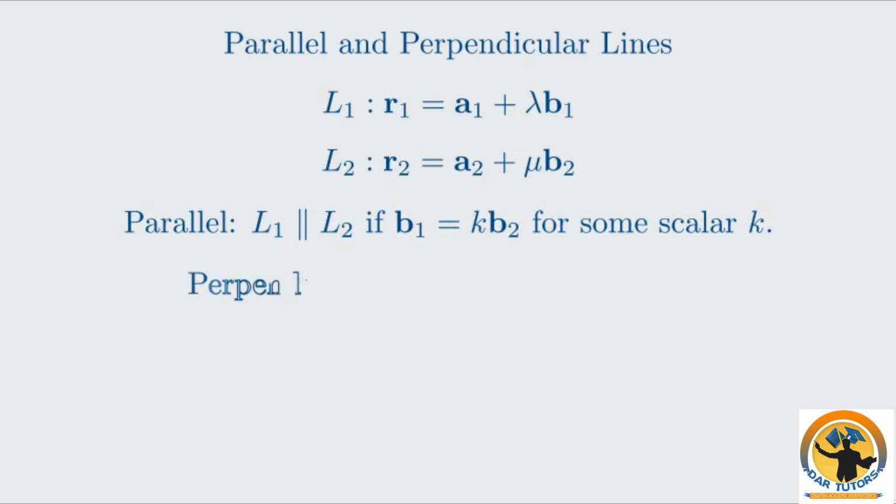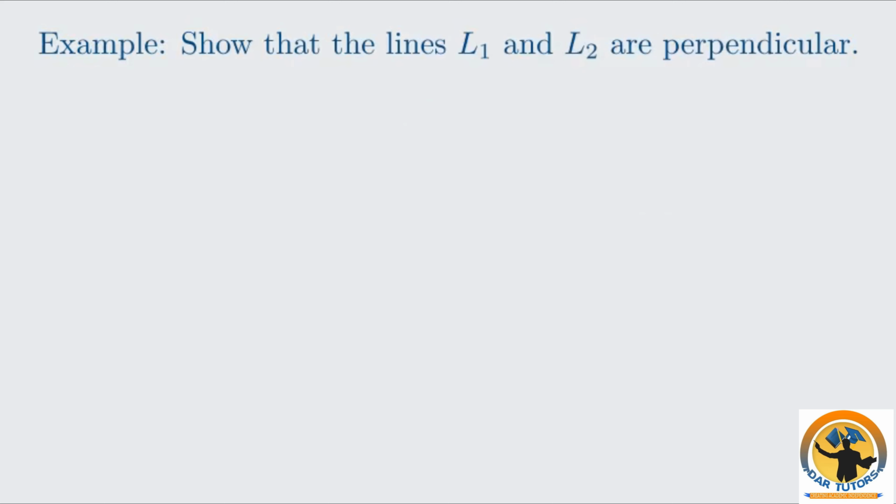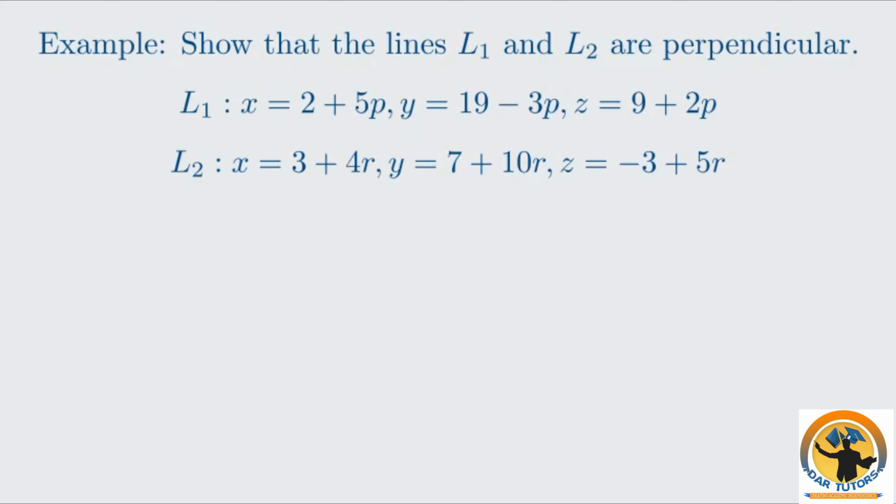This occurs when their dot product is 0. So B1 dot B2 equals 0. Let's look at an example involving perpendicular lines. Show that the lines L1 and L2 are perpendicular.